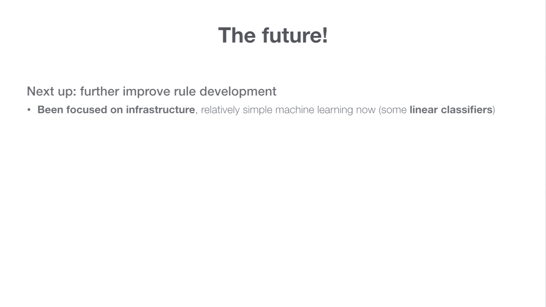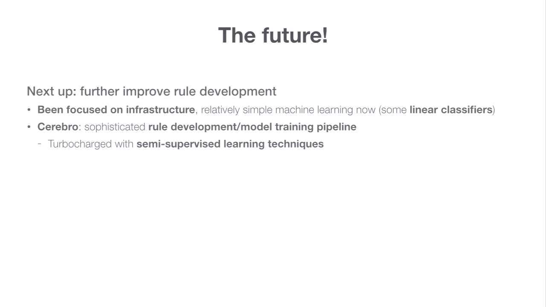Next up, we need to further improve the rule development. We've been focused for the last 2 years on infrastructure, where we've got some relatively simple machine learning stuff in there, but we're about to get a lot more sophisticated with that. A system called Cerebro. This is a rule development model training pipeline that is implementing a portion of our strategy that is very focused on the mind-machine approach. And basically, we're going to introduce some semi-supervised learning techniques into that pipeline. I'll talk more about the capabilities of that in some future talk.